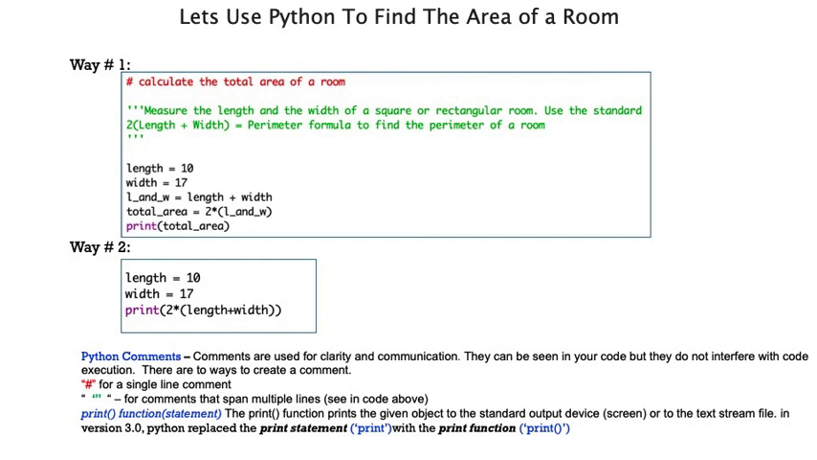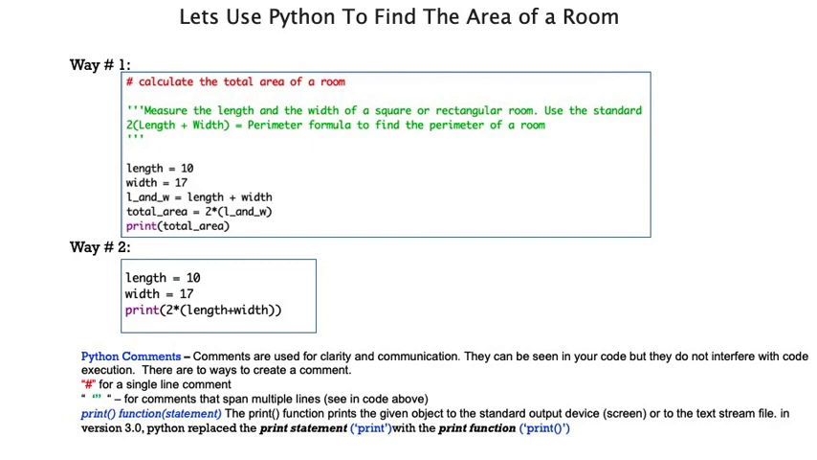What I did was I came up with my own variable, L_and_width, which will equal the length plus the width. Then I came up with a second variable, total area, which takes the length and the width in parentheses and multiplies it times 2. Then I chose to use the print function to get the total area.